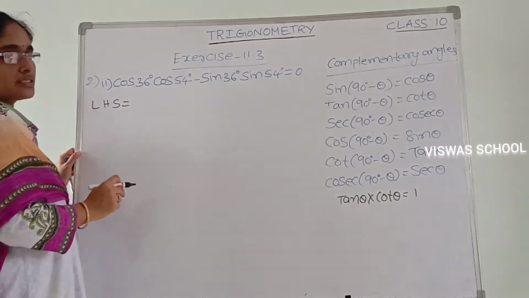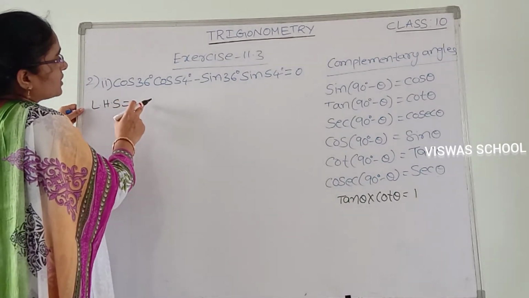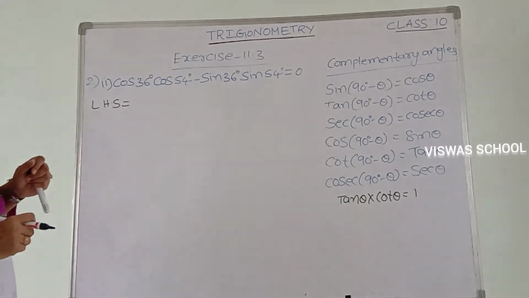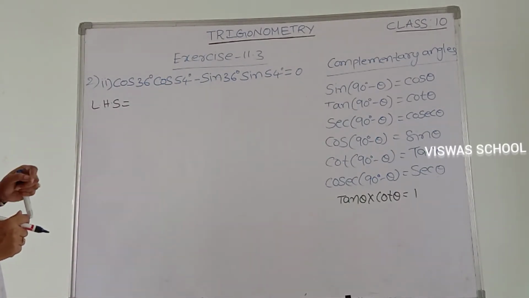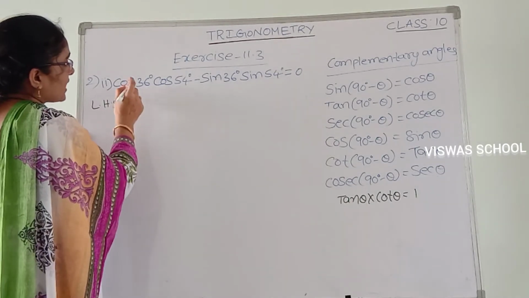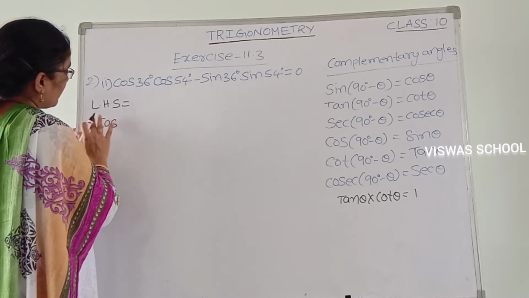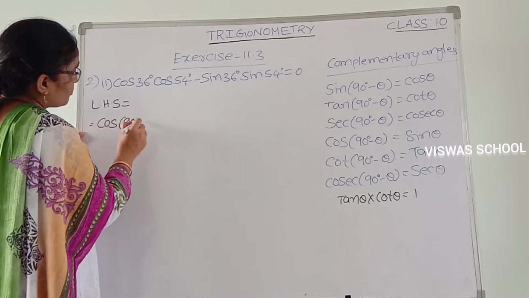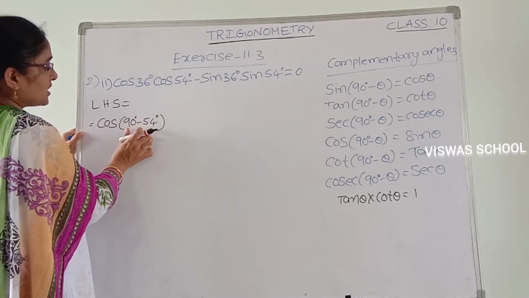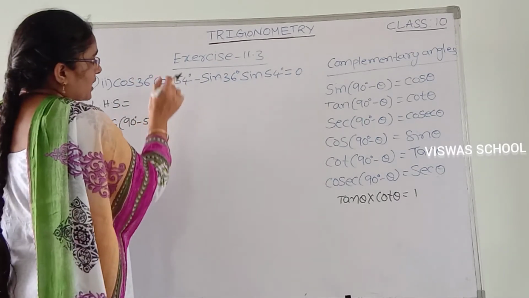LHS is what? Cos 36 and cos 54. Here also, once you observe, 36 plus 54 forms what? These two form a complementary pair. That is, 36 plus 54 equals 90. Cos 36 can be written as cos of 90 minus 54 degrees. That is, 90 minus 54 is equal to what? 36 degrees.